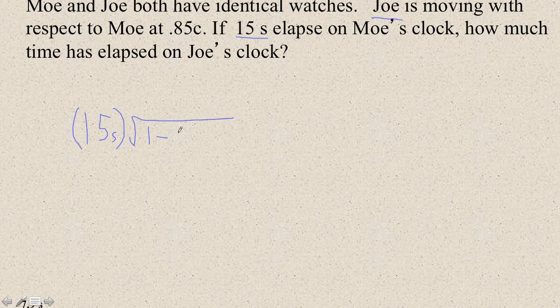Okay, so let's figure this out. So it's just going to be 0.85 squared, right? Because the c's cancel out. It's 1 minus v squared over c squared, right? But this is what we do. So we go 15 times the square root of 1 minus 0.85 squared, and I get 7.9, which presumably is what it says under all these little toolbars, 7.9 seconds.